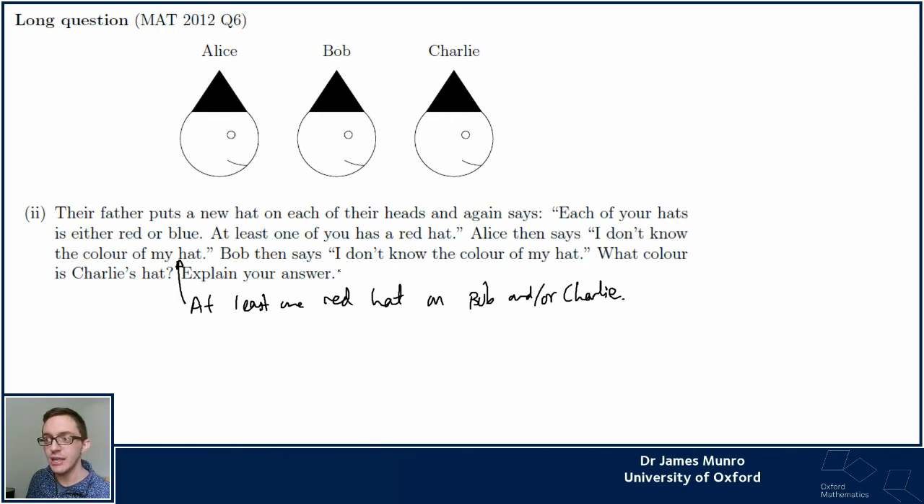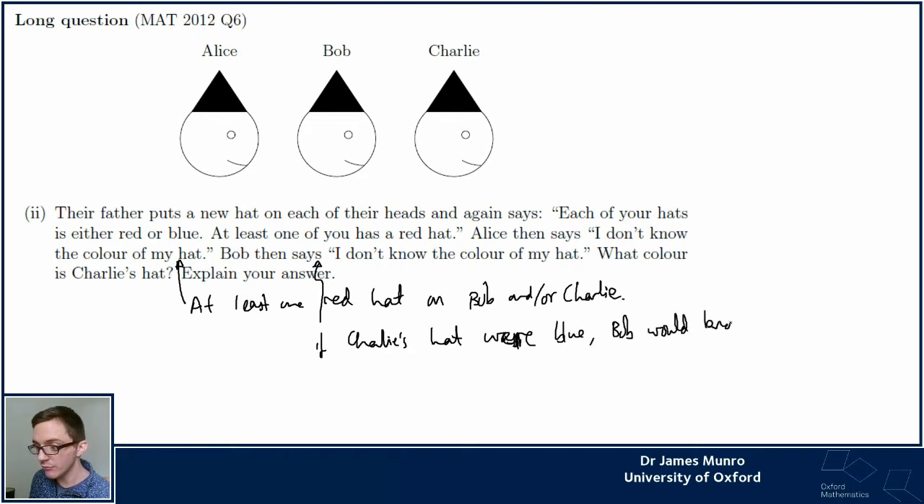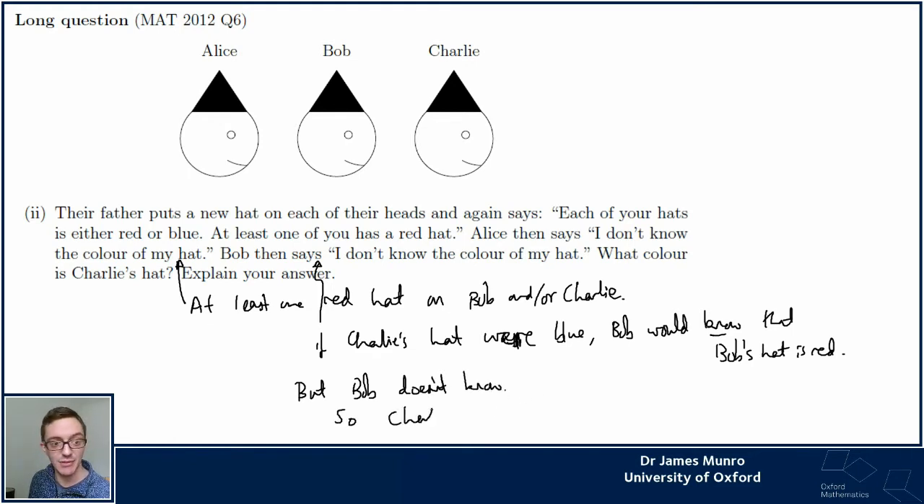because if Charlie's hat was blue, or were blue. Grammar? Any grammar experts in chat? Is that "were"? If Charlie's hat were blue, Bob would know that Bob's hat is red. But Bob doesn't know. So Charlie's hat must be red.